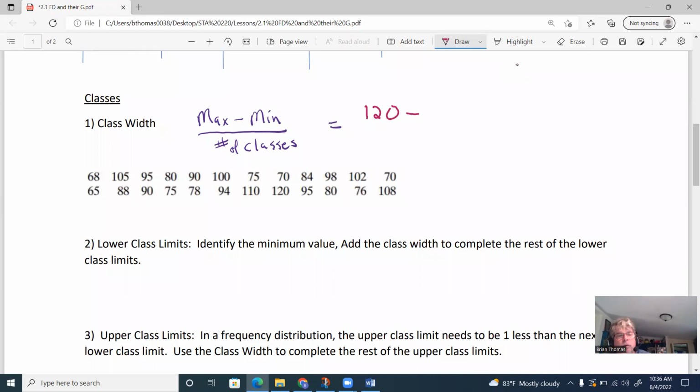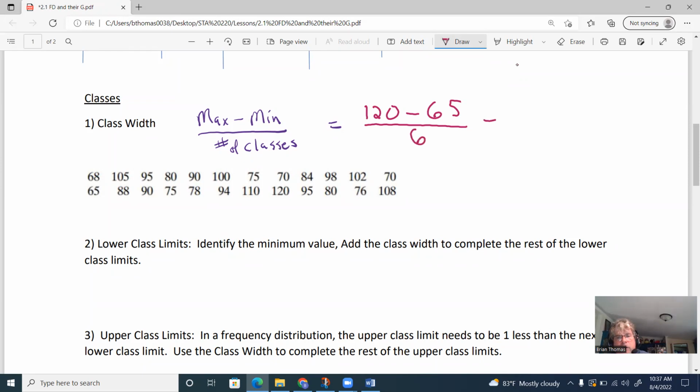To determine the class width, we also need to subtract the minimum value. On the top row, I see the 68. On the bottom row, I see a 65. I don't see anything smaller than 65, so that's my minimum data entry. The number of classes was given to us, that was 6.